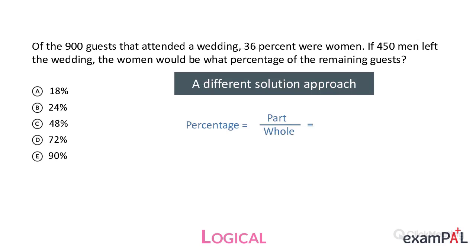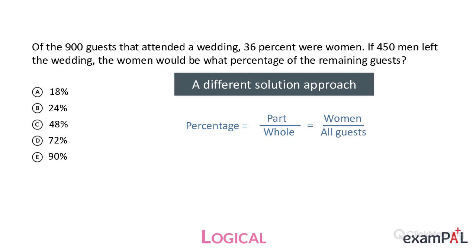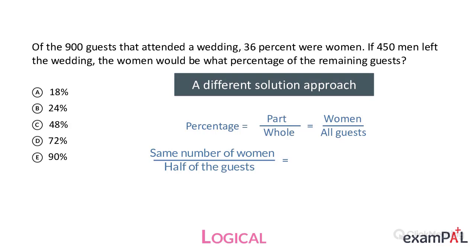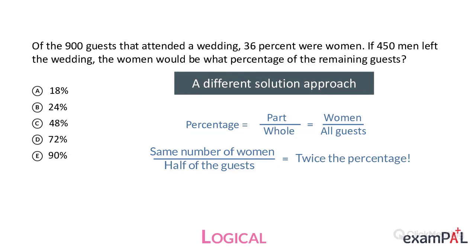And that is what we like to call a logical approach. And that is to understand that the percentage is the part over the whole. And so if originally the women divided by all of the guests were 36%, and we now have half of the guests, so of the 900 guests originally, 450 men left. So we have half of the guests, and we still have the exact same number of women because none of the women left. So what that means is that our fraction is twice as large.